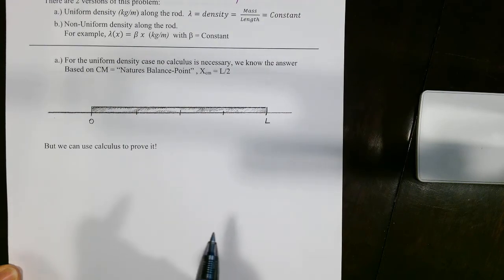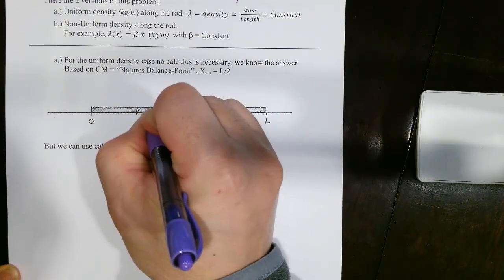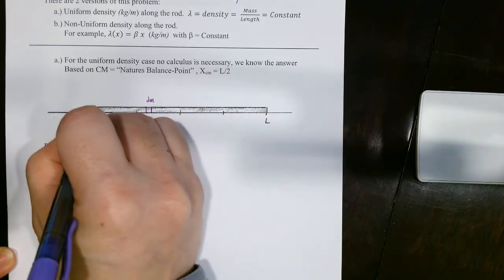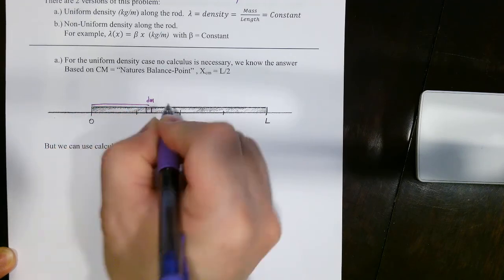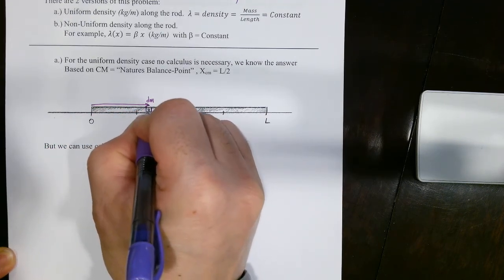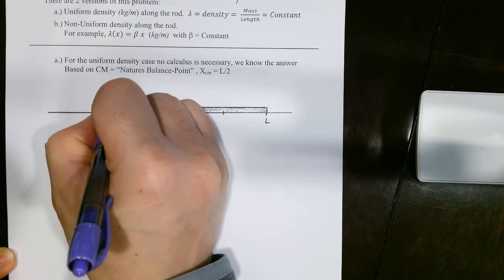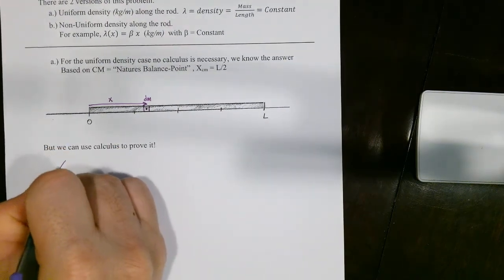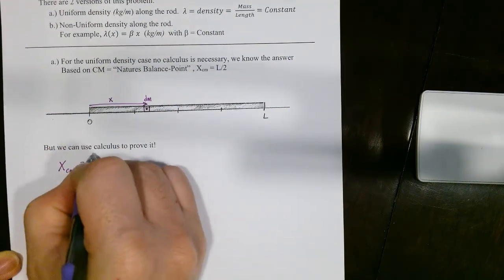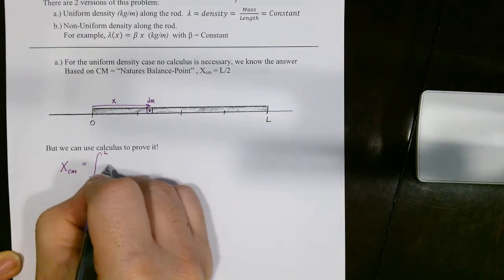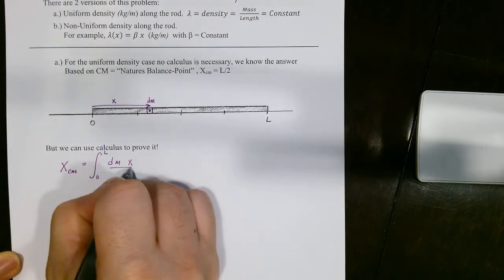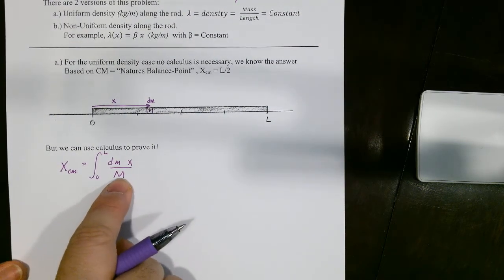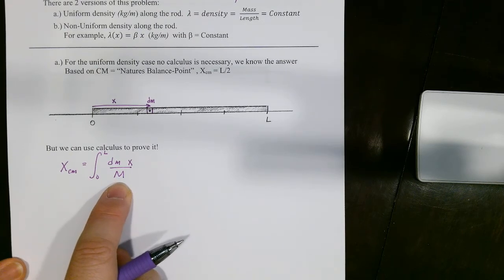I mean, we can, right? So first of all, if we were to cut out a little tiny dm here, this dm is located x distance away from the 0, right? This is x distance away, right? So if we were to prove this by using x sub cm is equal to the integral from 0 to L of dm x over the total mass M. You know this is constant, right? This has to be constant right here because total mass doesn't really change, okay?